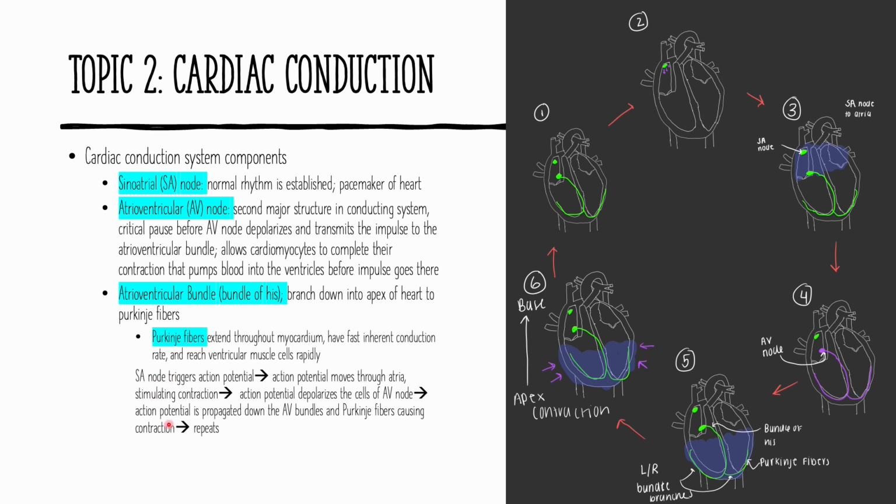So the overall process is the SA node triggers that action potential. The action potential moves through the atria, and then that stimulates the contraction. The action potential depolarizes the cells of the AV node here, and then that action potential is propagated down the bundles and into the Purkinje fibers, causing contraction of the ventricles, and then this process repeats.